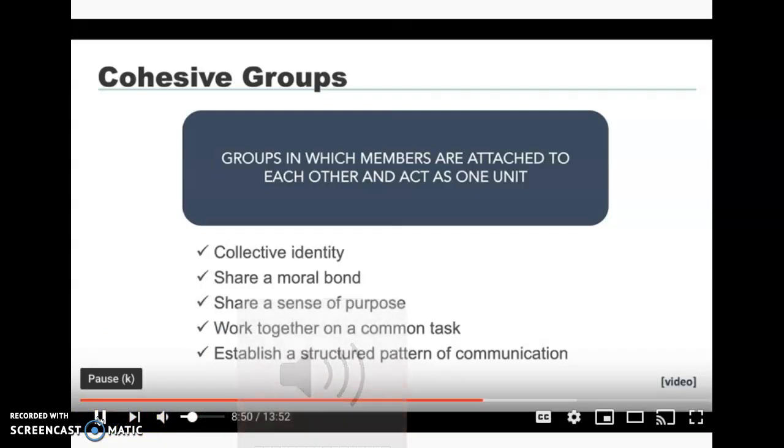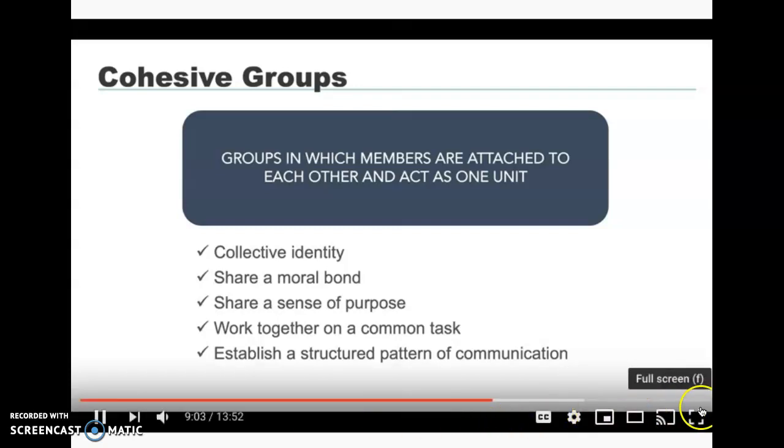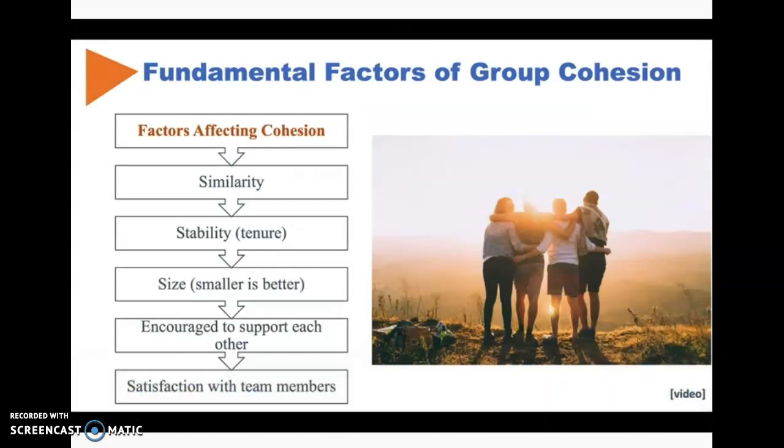We work together on something common. We're trying to make sure that we have some structured pattern of communication, and we have that collective identity. So these things tell us we have a cohesive group. We also have some factors that will impact whether or not the group will be cohesive. So the question is, are we going to like each other and have camaraderie or not?